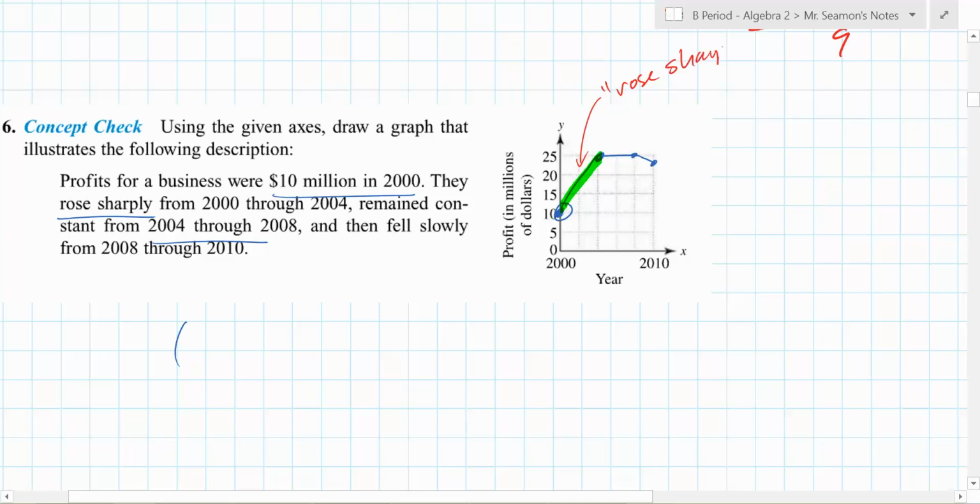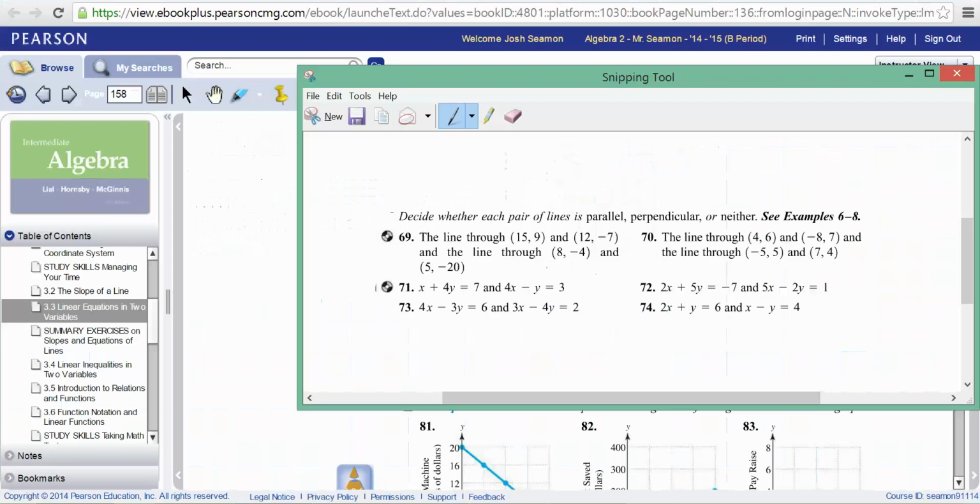Sharply. It's in there. That's rose sharply. This is, what's that one? Constant. And then what's this one right there? Fall slowly. Yep. Are there different ways for you to do this? You can make it steeper or shallower. Sure. Good point. You know, they have the same slope.